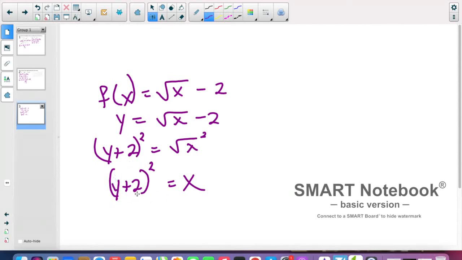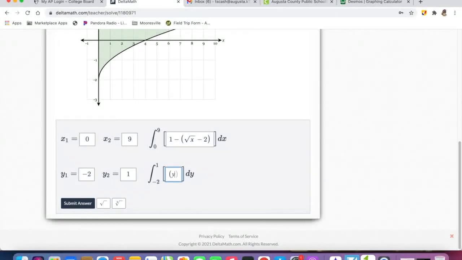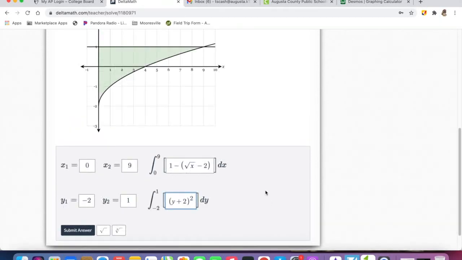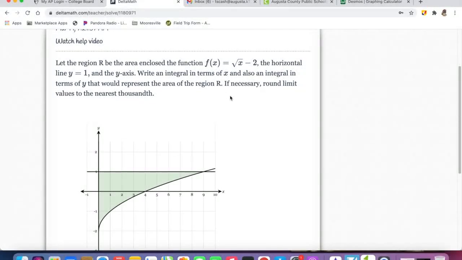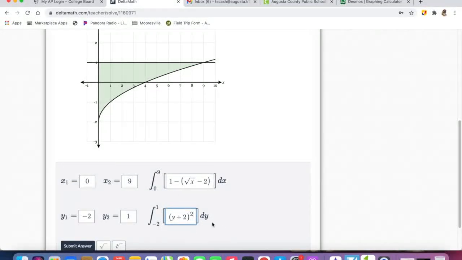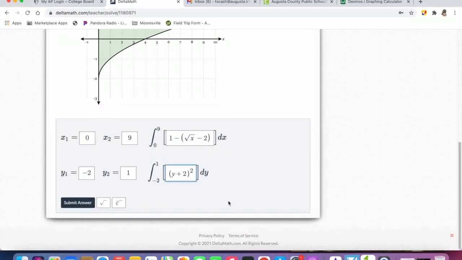So this has to be in terms of y in order for the boundaries going from y to y to work. And this right here has to be y plus 2 squared. And that should be everything we need. All right, so we're going to submit. So notice this one, when our boundaries are from x to x, these have to be in terms of x. For this one, when our boundaries are from y to y, this has to be in terms of y. We have to rewrite the equation that was in terms of x and make it in terms of y. Okay? So they're making you really think about what you're putting in these. Okay, let's submit. And we got it right.